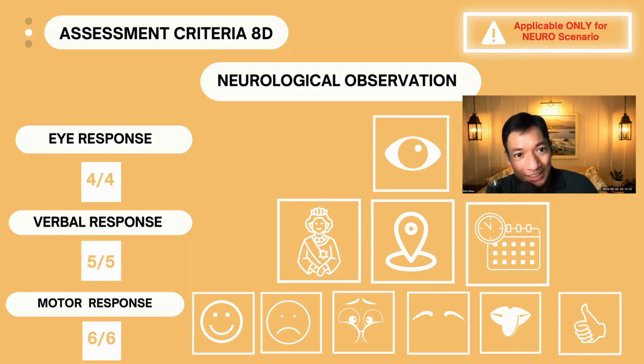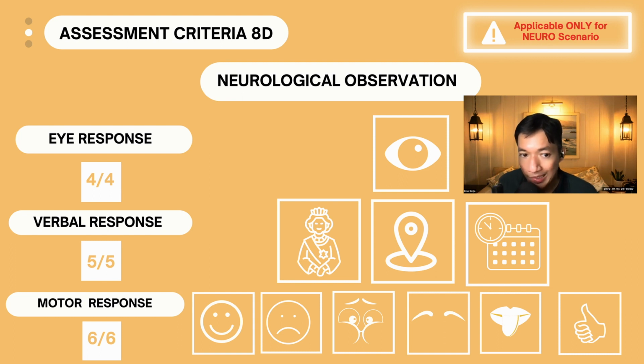So assessment criteria 8D, the neurological observation. Eye response. You just need to verbalize that the patient's eyes are opening spontaneously. Okay, we all know that for eye response, the highest score is 4. We agree with that. The highest GCS score would be 15, and the lowest would be 3, not 0. So eye response is 4 out of 4.